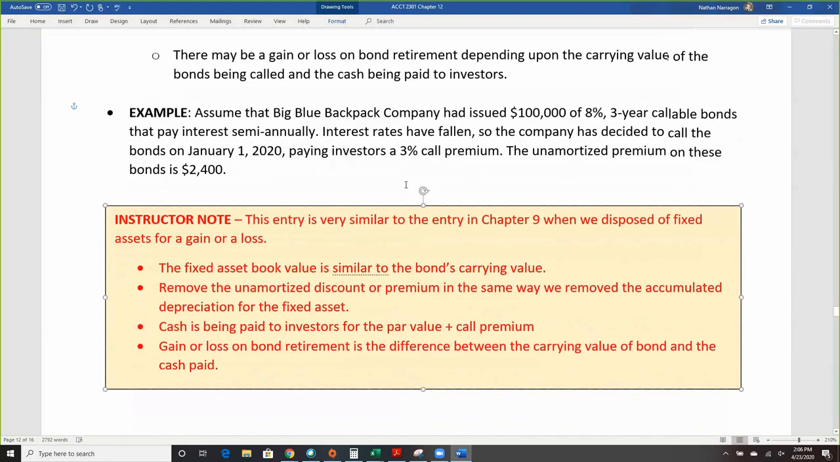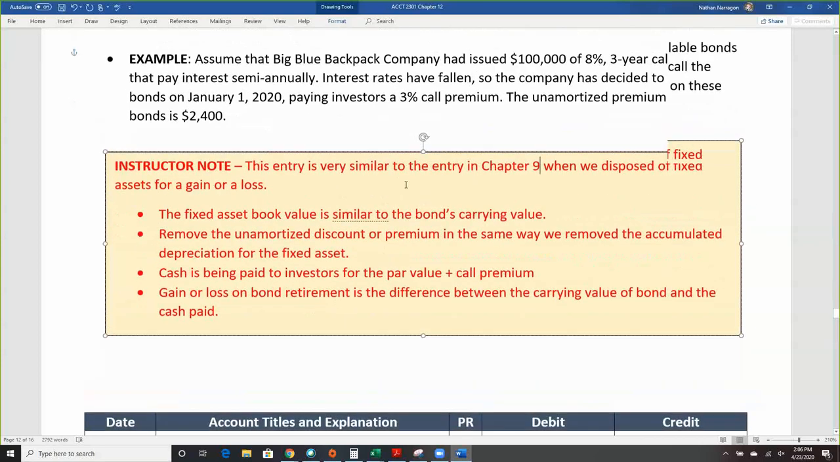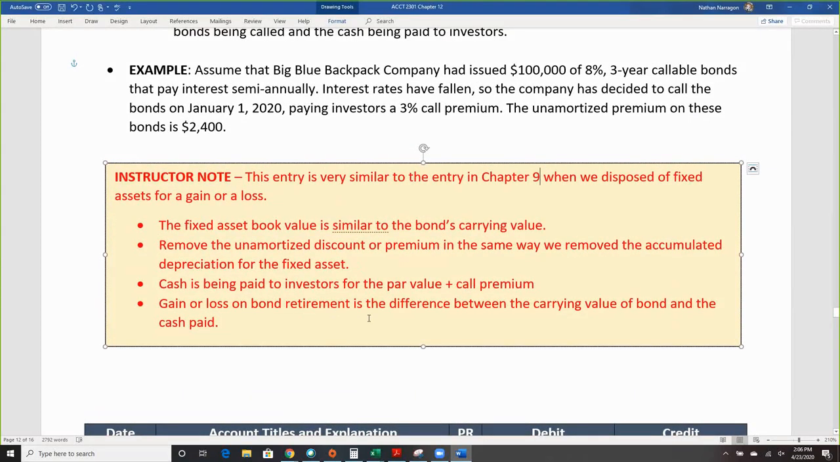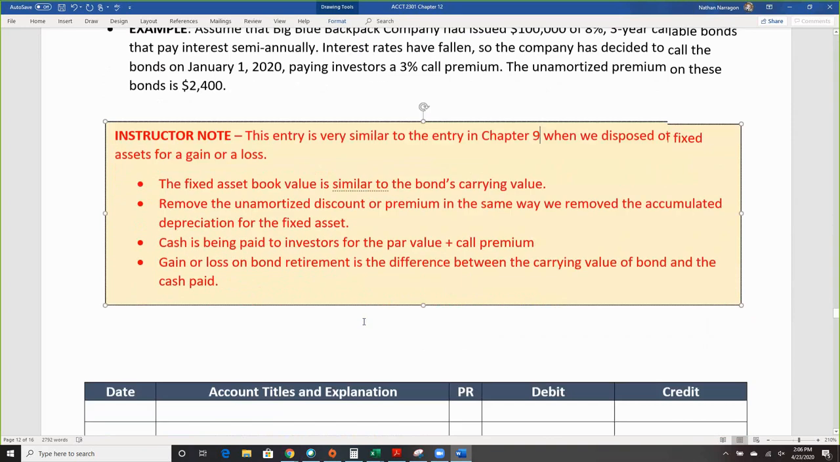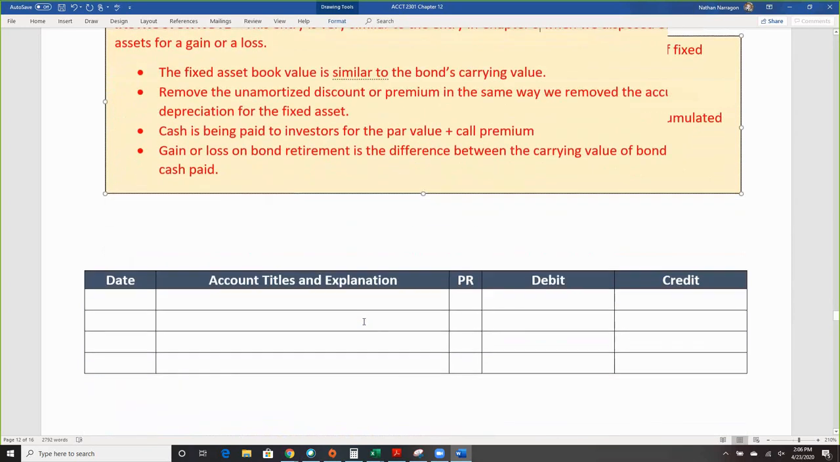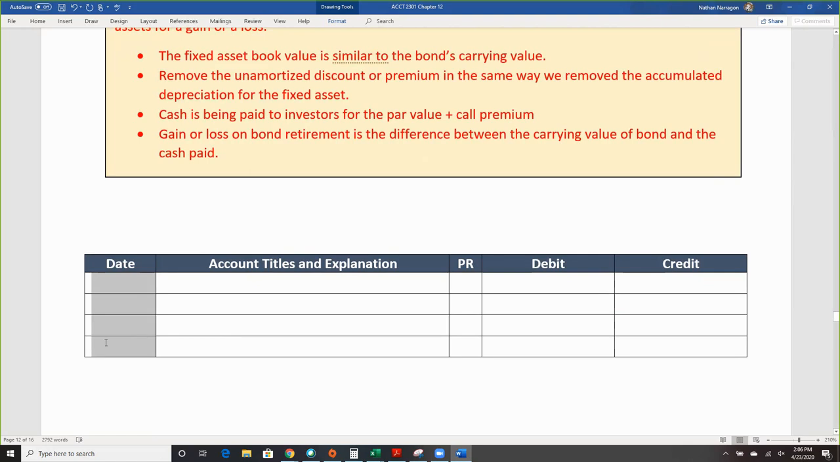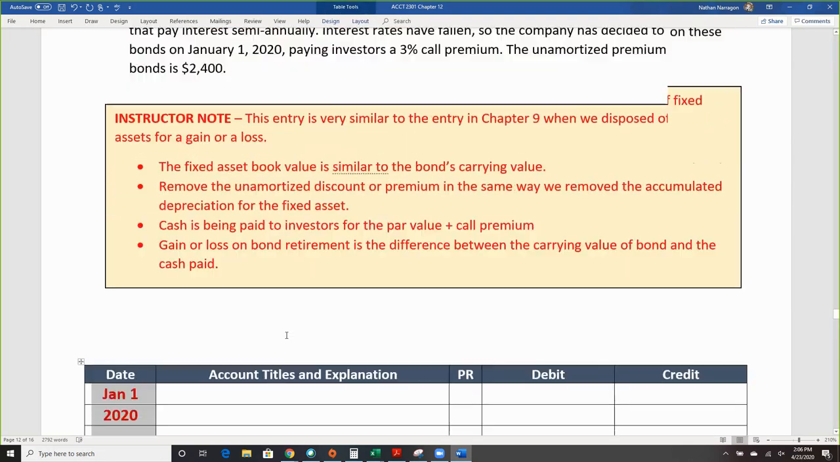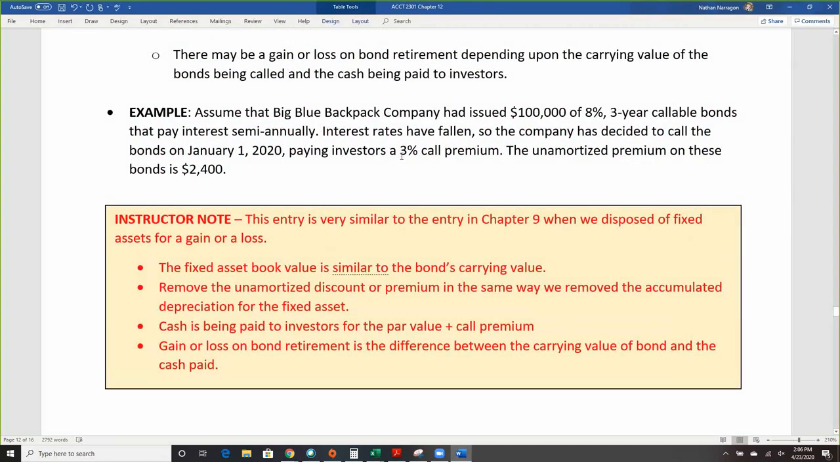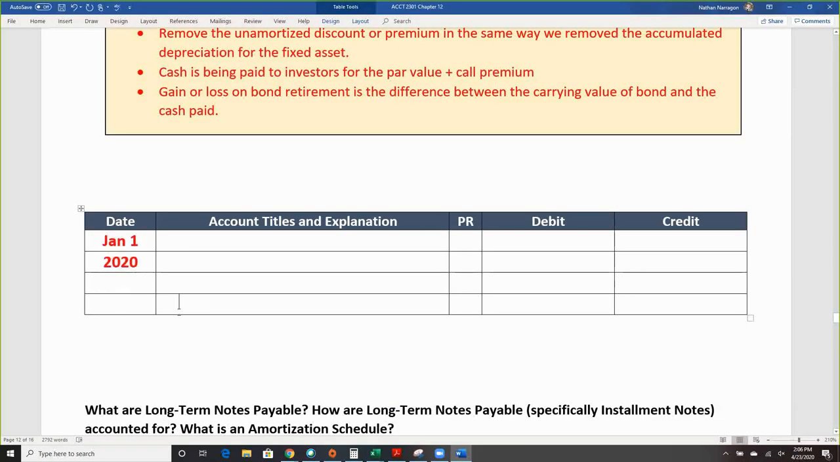This is going to be very similar to how we dealt with fixed assets, when we sold them or discarded them back in chapter 9, or the previous chapter, because we actually skipped the current liabilities. Alright. With this, on January 1st, 2020, we had to pay a call premium. So this tells us how much cash we had to pay.